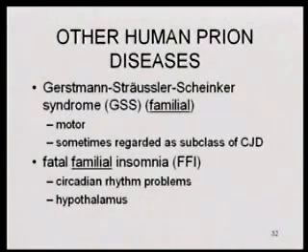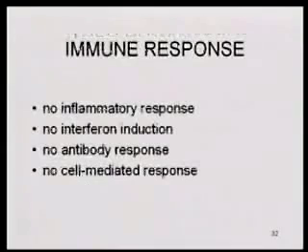GSS tends to present with motor syndrome. It's often regarded as an inherited subclass of CJD. Fatal familial insomnia was always thought to be inherited, but there have been sporadic cases now, and it presents with problems in the circadian rhythm. It seems to go for the hypothalamus. It's one of our proteins.